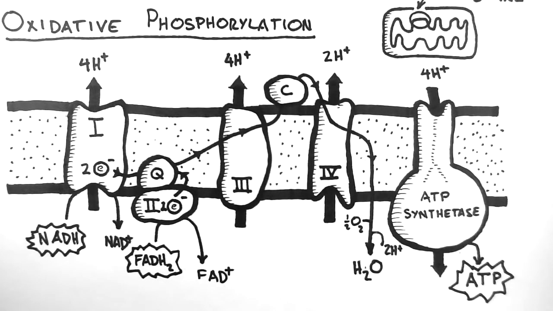So if you do the math, it turns out that one NADH will produce 2.5 ATP, and one FADH2 will produce 1.5 ATP. And that's how a cell produces ATP for its energy supply.